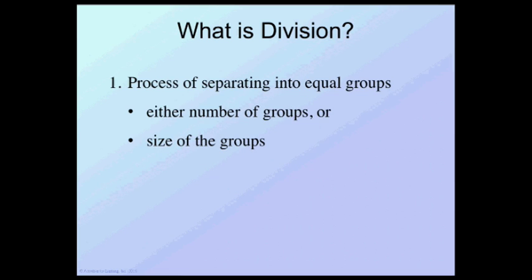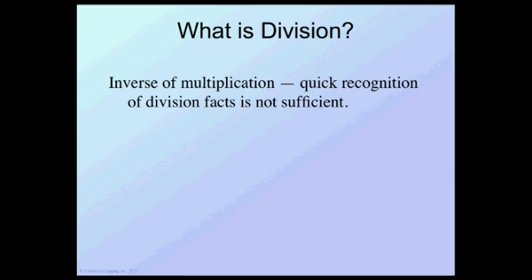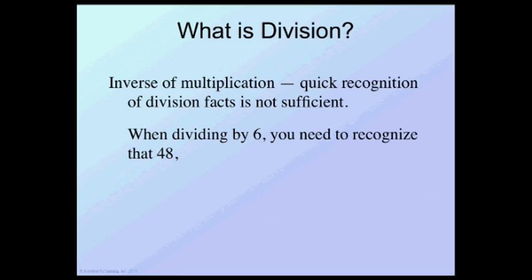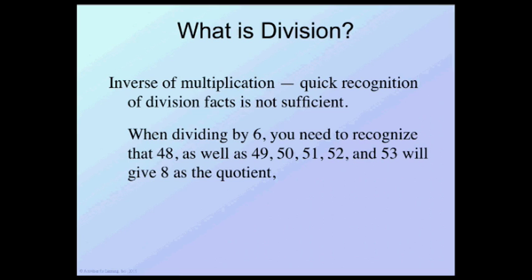So it's a process of separating into equal groups by the number of groups or by the size of the groups. It's also the inverse of multiplication. But there's a problem with the inverse of multiplication. A quick recognition of the division facts is not sufficient. When you're dividing by 6, you need to recognize that 48, as well as 49, 50, 51, 52, 53, will give 8 as the quotient, as the answer. However, all but 48 have a remainder. So it's more than just the recognition of the division facts.